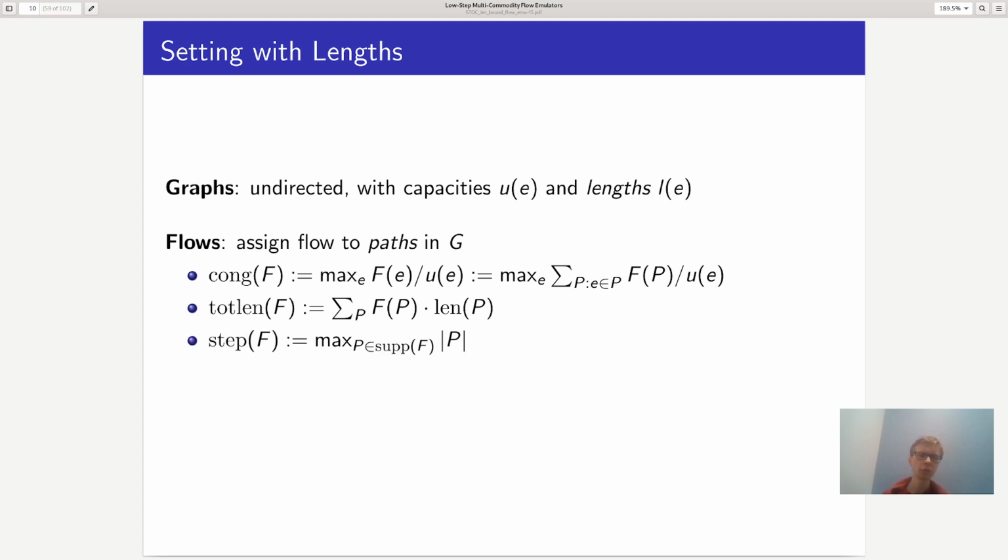And the step length of the flow is just the maximum number of edges on any flow path. So for example, a 3-step length flow must have at most 3 edges in any flow path. We say that the flow F routes demand if the sum over all paths from A to B of the flow on the path is equal to the demand between A and B.